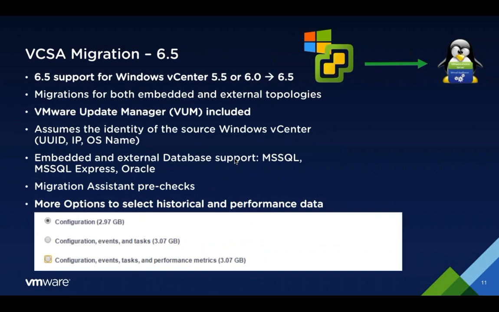Going on to the migration tool in 6.5, one of the key differences is we support a Windows vCenter Server 5.5 or 6.0 to 6.5. So if you're on a Windows vCenter Server that's 6.0, this is your path to get to the appliance. Also, what's great about this release is since VUM is part of the appliance, we will migrate that, whether it's embedded or external, into the appliance as well. So no longer needing a separate box for VUM, which is a key differentiator between using the migration tool in 6.0 versus 6.5.